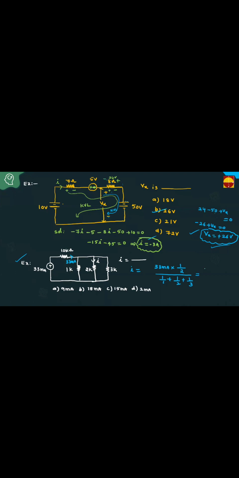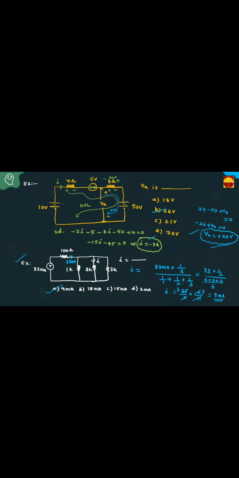Now, how to simplify this? 33 into, in current division rule for parallel connection with more number of resistors, that current into 1 by 2 by 1 by 1, 1 by 2, 1 by 3. This is 6 is the LCM. 6 plus 3 plus 2. Then what is I equal to? 33 by 2 into 6 by 11. 11 threes, 2 threes. I equal to 9 milliamperes.